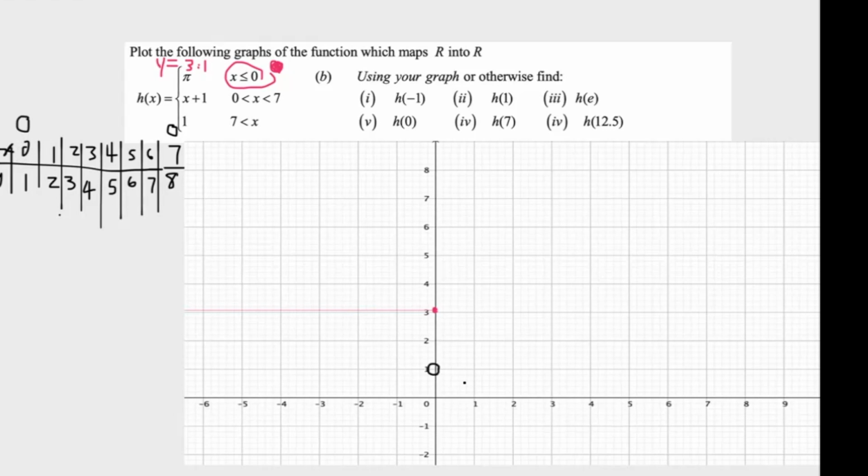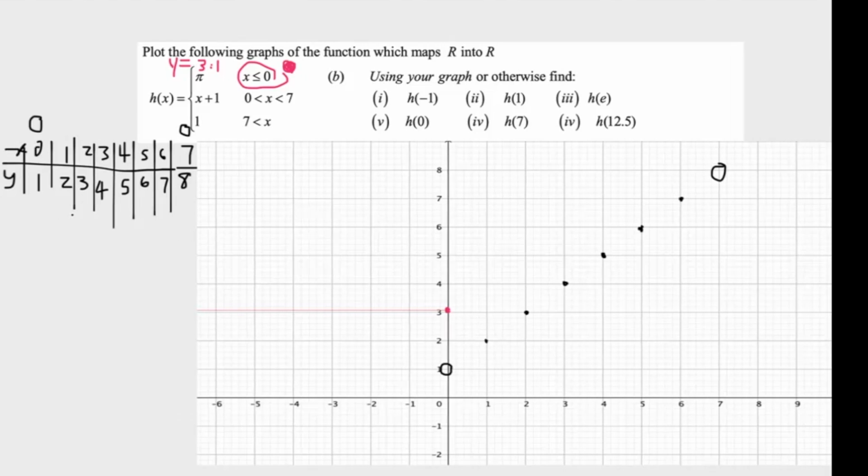Then x is 1 and 2, so you have 1 and 2, just plot as normal. X equal 2 and 3. X equals 3 and 4. X equal 4 and 5. X equal 5 and 6. 6 and 7. 7 and 8. Then we connect them.